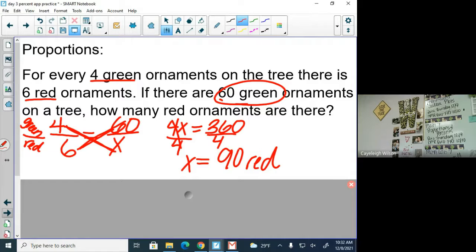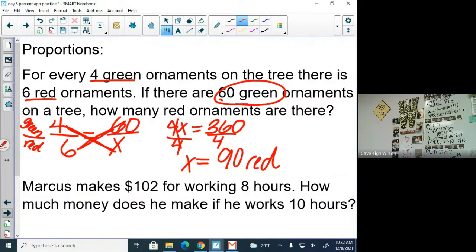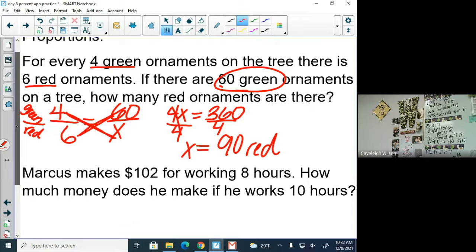It didn't have a percent. Because it didn't ask us for a part, it didn't ask us for a whole, it didn't ask us for a percent. It's just saying that if I have this ratio of ornaments, what would this ratio of ornaments be? And a proportion is 2 ratios that are equal. It's just like that.